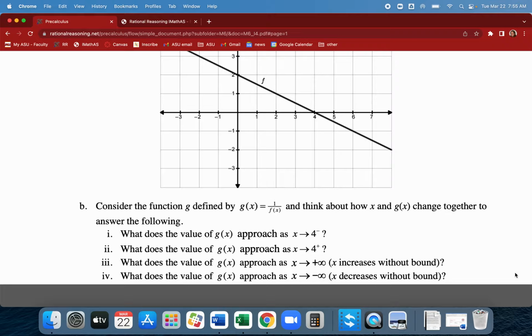Alright, so again, we're looking at a picture here of f and being asked questions about its reciprocal. So just thinking about numbers and their reciprocals, if you take a reciprocal of a big number, it becomes a small number, as in far from 0 becomes close to 0, whether it's positive or negative. All of a sudden that bigness is a denominator, and you're close to 0. But your sign doesn't change.